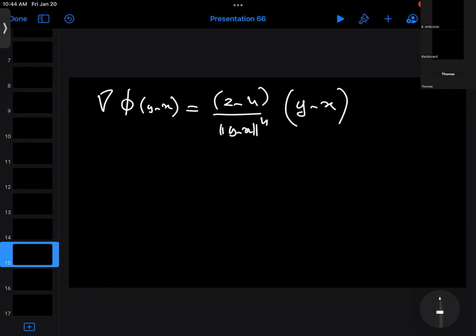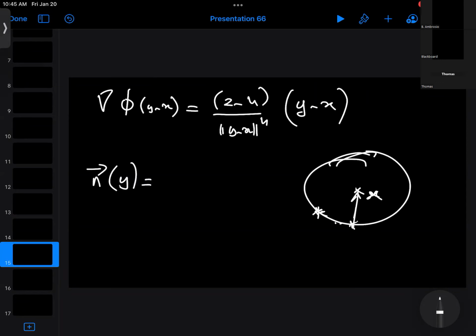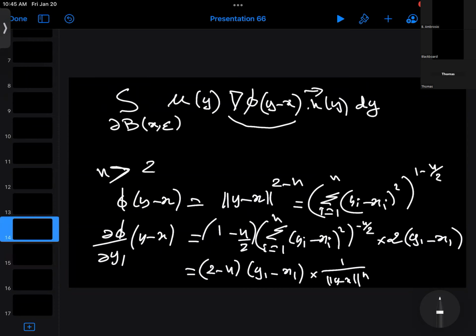Okay, now I have to take the scalar with the normal. The point x is here, and I'm looking at the external normal, but it's in this direction. So it's the ball. So when I am here, the normal exterior at y is nothing but x minus y divided by the norm of x minus y. So if I look at this computation here, things will cancel.